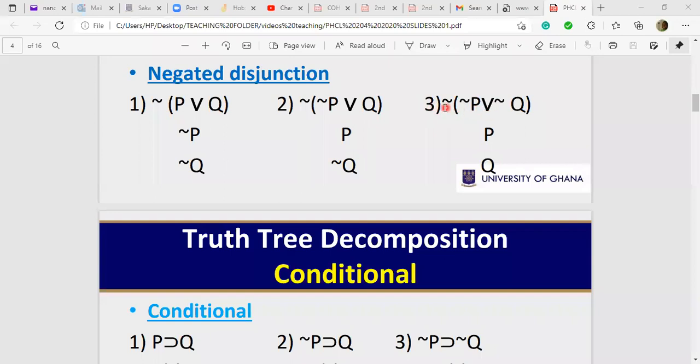This is a negation operating on this negation. Look on the screen, please. This is a negation operating on the P, operating on the disjunction, operating on this negation Q. That is how come it is a disjunction, but we are decomposing straight. One day you will understand soon.